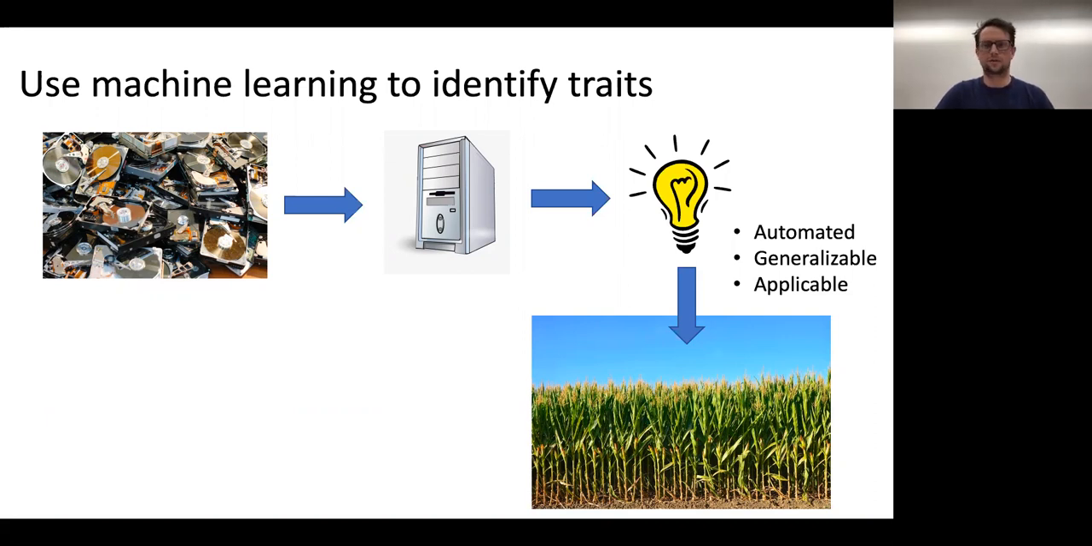But in order for these machine learning identified traits to be useful to us, they need to be automated or semi-automated, such that we can produce them quickly and easily without too much interference, or without imposing too many of our own ideas of what's important and what isn't. They need to be generalizable.